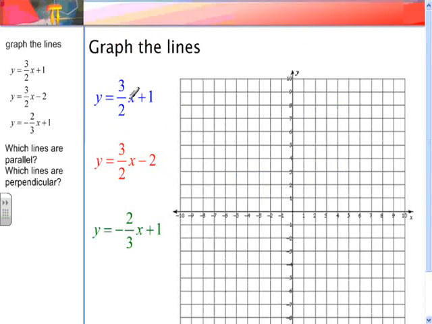Okay, so let's look at an example and let's graph these three lines. y equals 3/2 x plus 1. So that has a y-intercept of positive 1 and a slope of 3 over 2. Let's get the right color here. It should be blue. So y-intercept of 1 and a slope of 3 over 2.